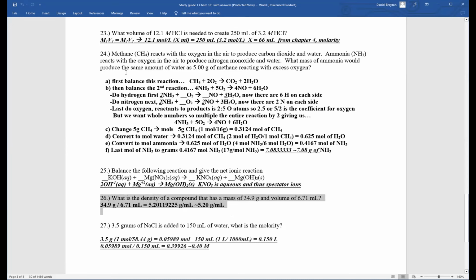Now, there won't be one as long as 24 on the test. This is sort of 2 to 3-ish problems in one, in my opinion.